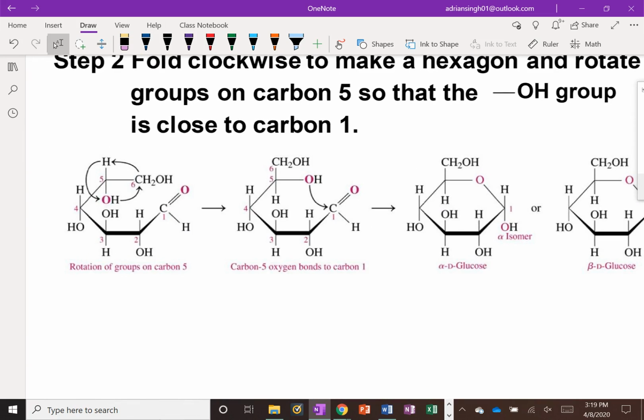And what that leads to is this structure, or this formation. We have our tail end where carbons 4, 5, and 6 were located. It ends up folding back around, and the bond attached to carbon 5 rotates around a little bit, and it brings the OH on carbon 5 close to the carbonyl carbon, carbon 1.